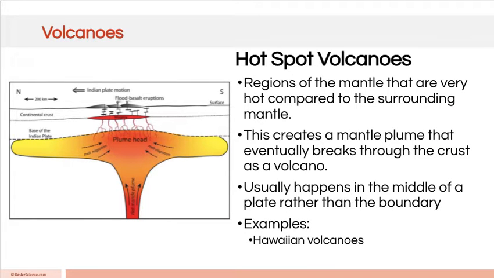Hotspot volcanoes. So in the mantle, there are areas that are very hot compared to the areas surrounding that part in the mantle. This creates like a plume that eventually breaks through the crust as a volcano. So if you look here, it's very warm here, and eventually it's so warm it's going to break through the crust. This usually happens in the middle of a plate rather than at the boundary. That is how the Hawaiian volcanoes are formed.